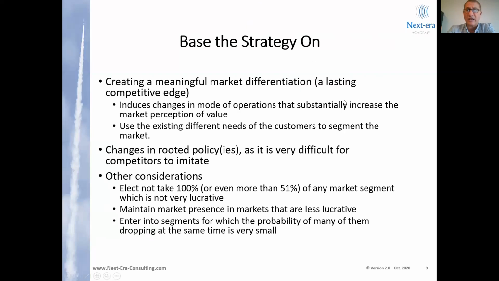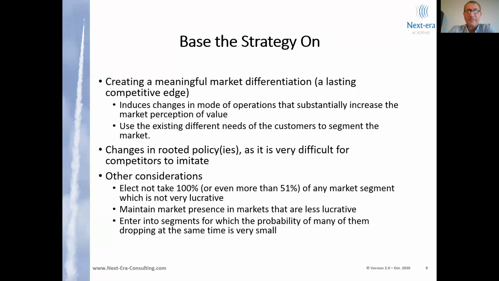So the key in the theory of constraints strategy is the focusing. The focusing starts with understanding that in the future, irrespective of the current situation of the company, there is a right place for the constraint of the company to be, and it will get there if the company does the right things in the present. The company will need to create a strategy which is based on a meaningful market differentiation, a lasting competitive advantage.